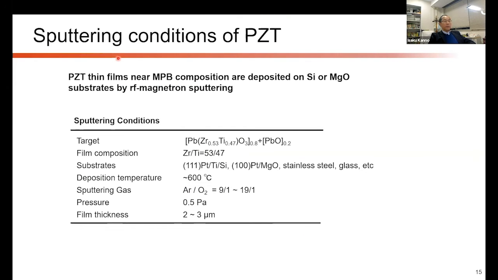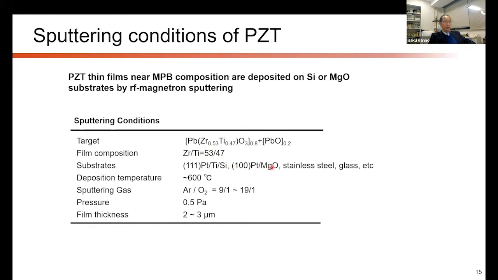So if we look at the sputtering deposition of the PZT, the sputtering condition is almost similar from the research level to the mass production. We also use the ceramic target of PZT with MPB composition, but it contains excess lead to compensate for the re-evaporation of the lead from the deposited thin films.